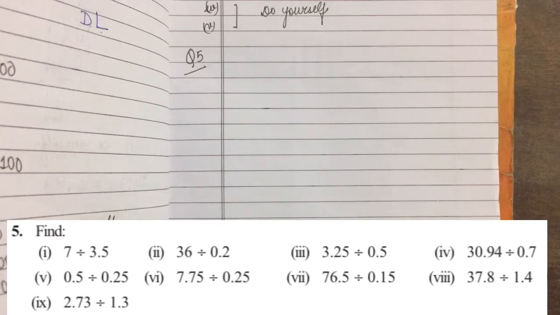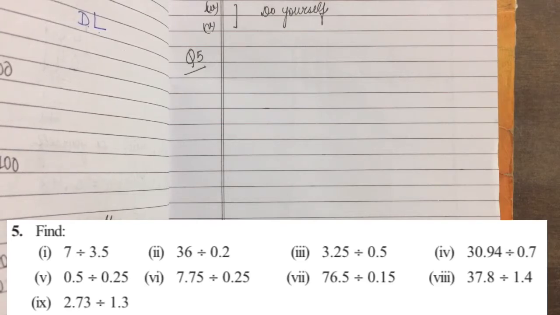Now let us take a look at question number 5. Question number 5 is type 2 and type 3, where we have division of a whole number by a decimal number, and the rest of the parts have division of a decimal number by a decimal number. And for these we have just one method, by using fractions. Let's do a few parts.